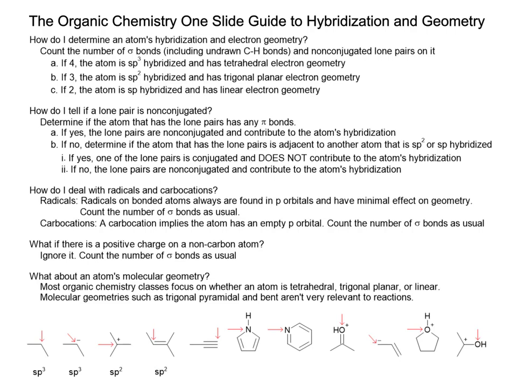On that alkyne, looking at the carbon on the very right that there's an arrow drawn to, we have 1 sigma bond to a carbon, and then we have an undrawn carbon-hydrogen sigma bond as well, so that's 2, making this sp hybridized.